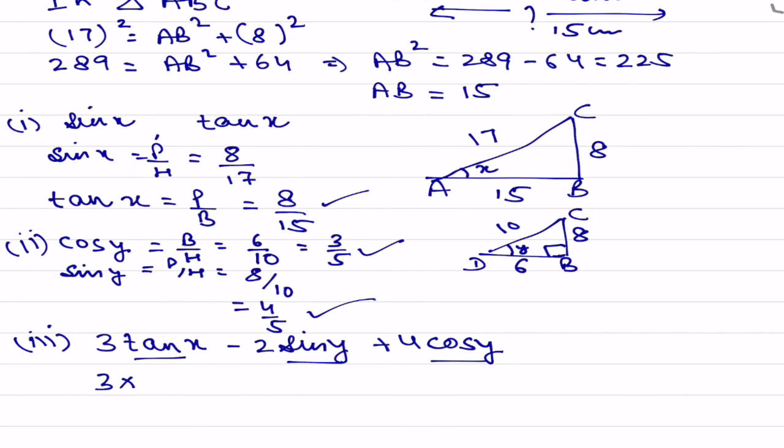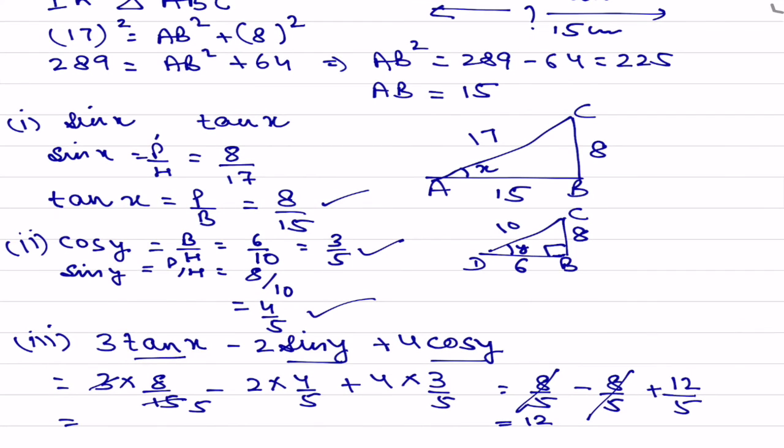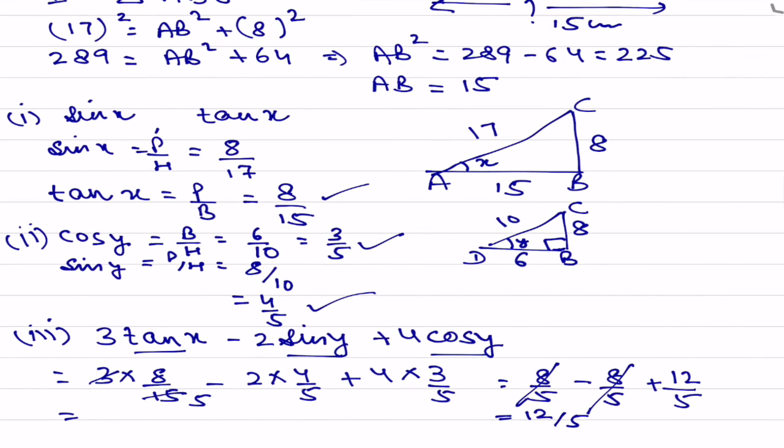Substitute. Tan x is 8 by 15, sin y is 4 by 5, and cos y is 3 by 5. So please multiply. This is 8 by 5 minus 8 by 5 plus 12 by 5. 8 by 5 is cancelled. So answer is 12 by 5.